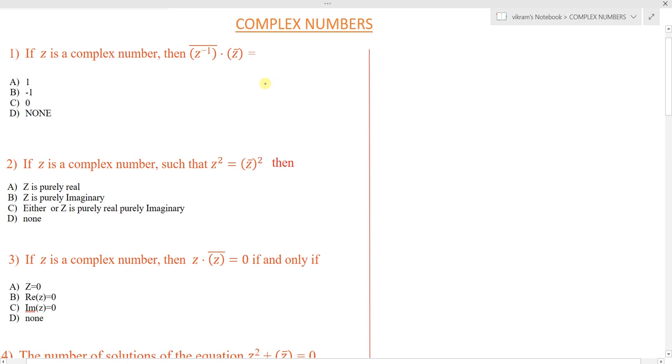Okay, so he has given that z is a complex number. Now I am making the solution over here. I am considering z is a complex number x plus iy. Then what is the z conjugate? The z conjugate is obtained simply by changing the sign of the imaginary part, which is x minus iy. But in the question, he is asking for z inverse. What is z inverse? Z inverse is the multiplicative inverse of the complex number z, which can be written as 1 by z.